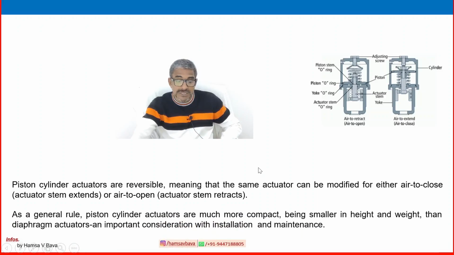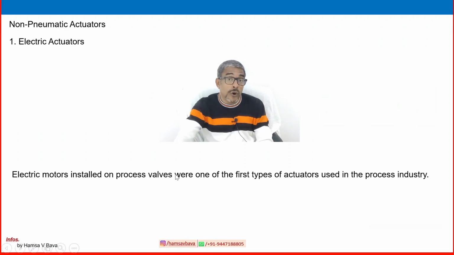As a general rule, piston cylinder actuators are much more compact, being smaller in height and weight than diaphragm actuators, an important consideration with installation and maintenance. This is a good point to remember.